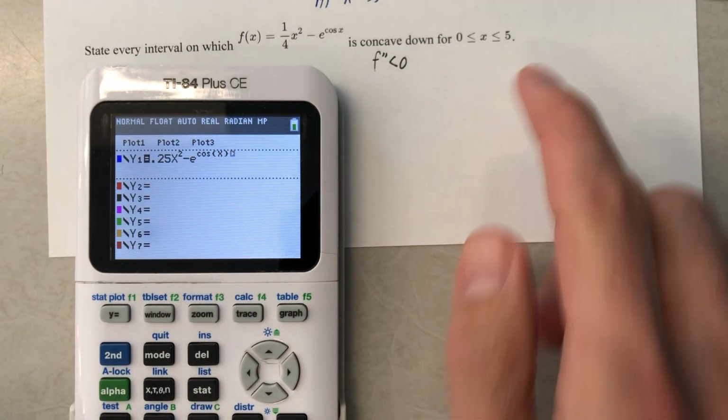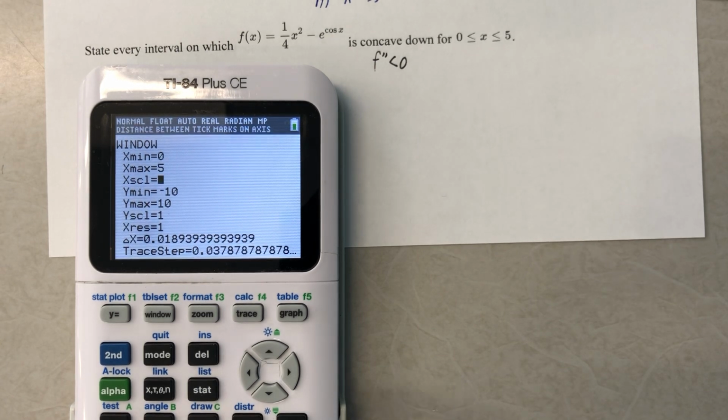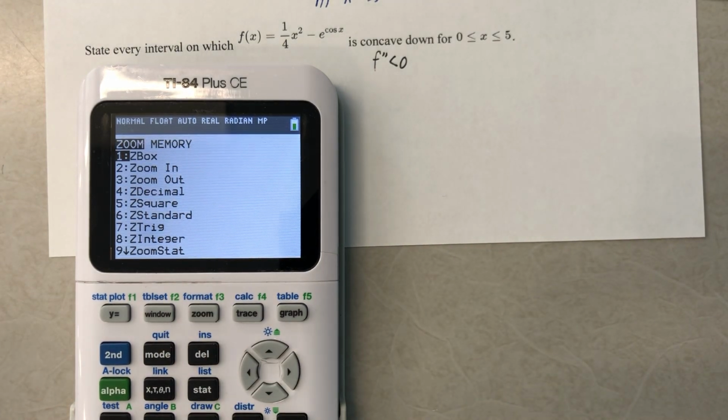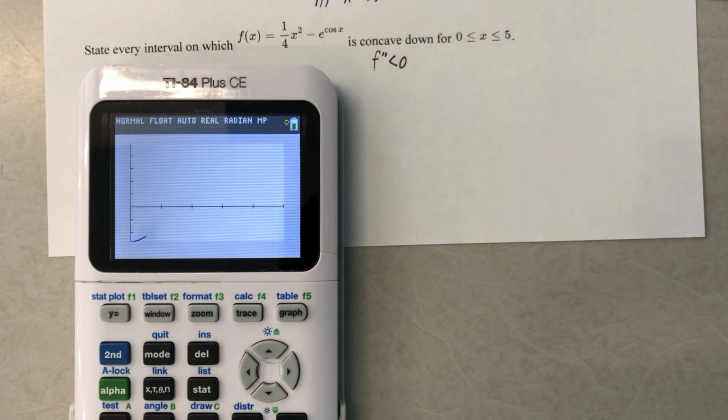Okay, this is the function. I'm going to graph it from 0 to 5. You don't have to do this. It's a waste of time, but I'm just demonstrating. 0 to 5, zoom 0. Zoom 0 is zoom fit, and that will adjust it accordingly.